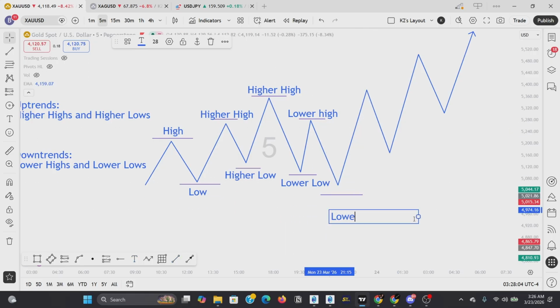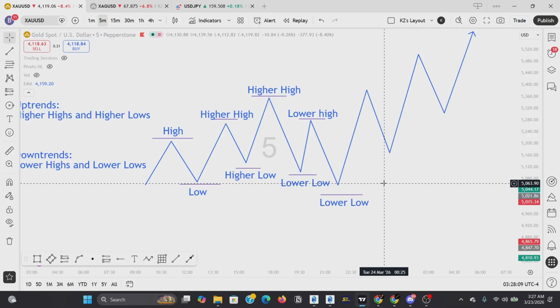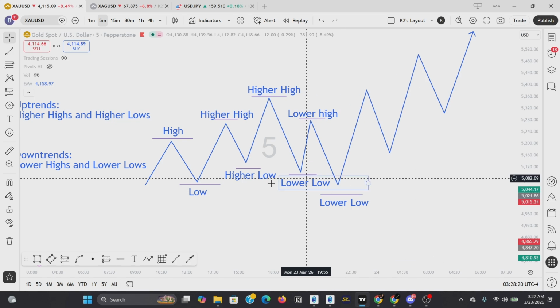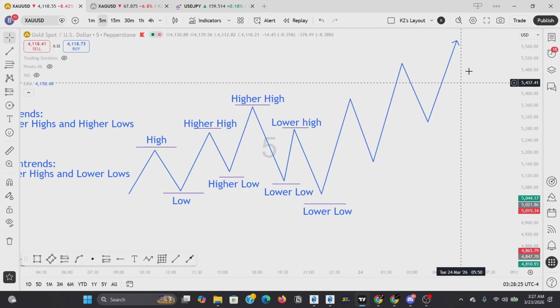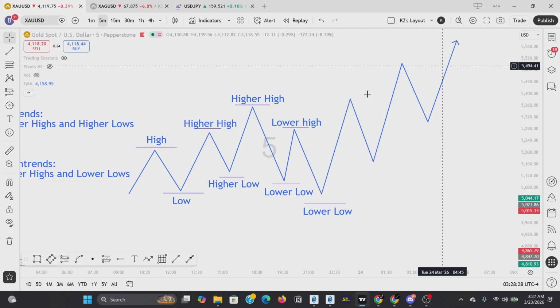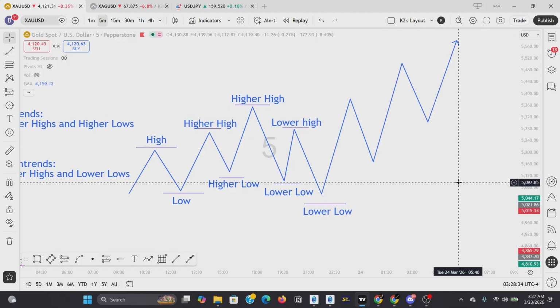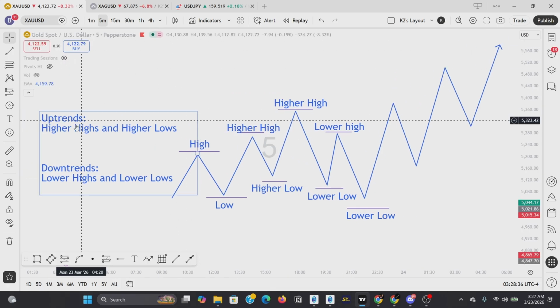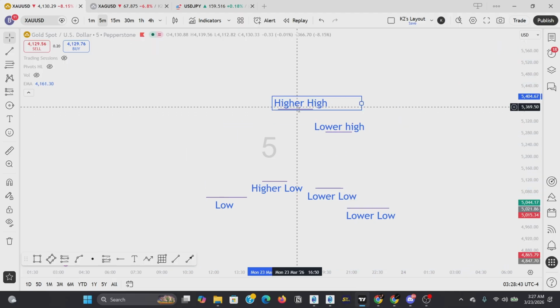Now we have another lower low. You need a lower high and a lower low coupled together to make validation that it is a downtrend. Same thing with higher highs and higher lows. And then if you want to, you can screenshot this and mark it up yourself and see if you can figure out if this is an uptrend right here or if this is a downtrend. I'll let you screenshot and do it yourself. I'm not really gonna do that right now because I have something else that I want to teach you.